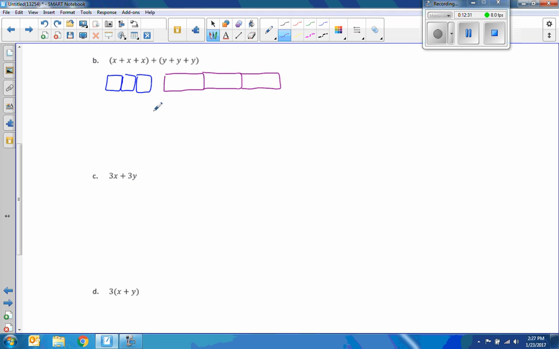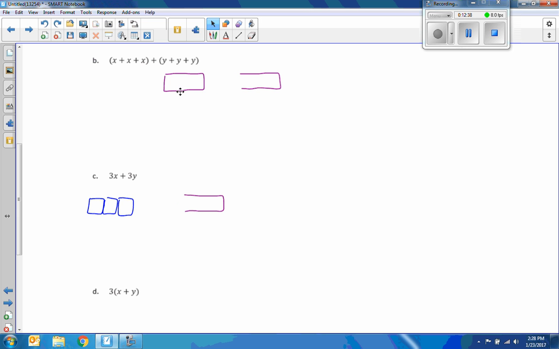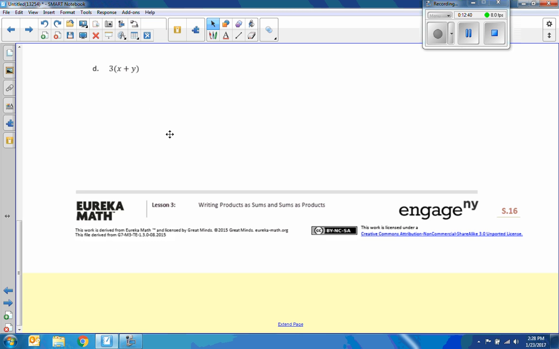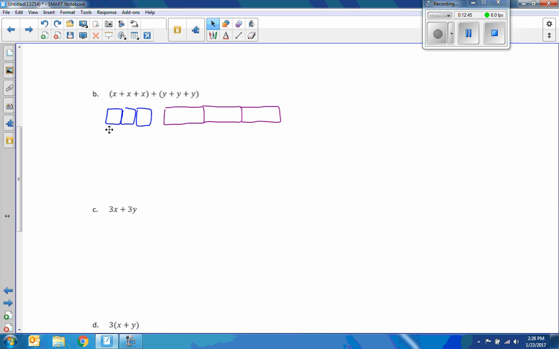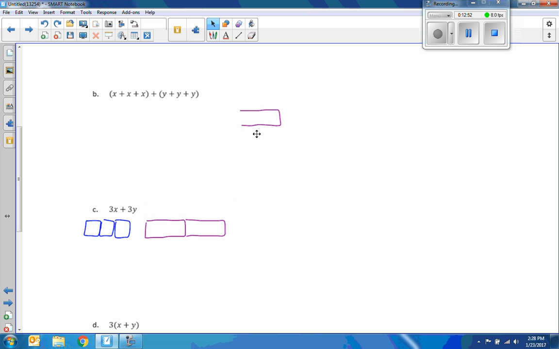3x plus 3y, I could either do as I have already done up here. I could repeat this. Again, bring this down here. So I could just repeat that, like such. Because that's 3x, that's 3y, so it means the same thing.